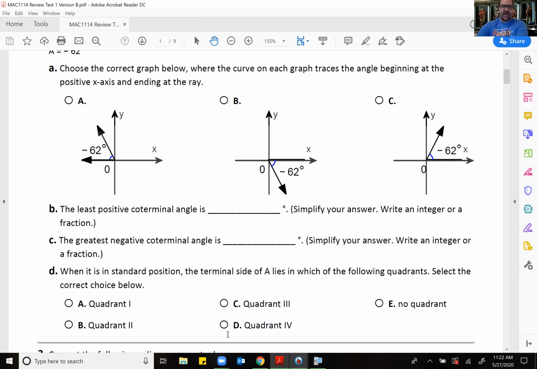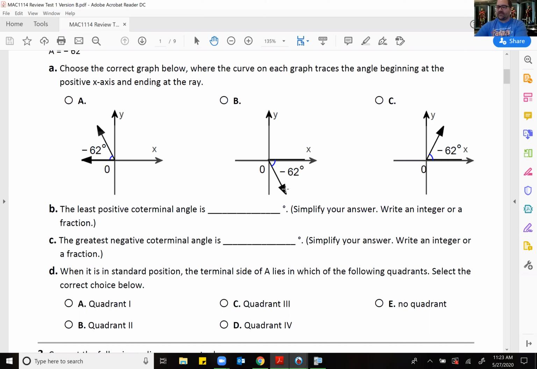But for our first one, which picture matches what I drew? That would be picture B. That's the standard position. Now let's find the least positive coterminal angle.